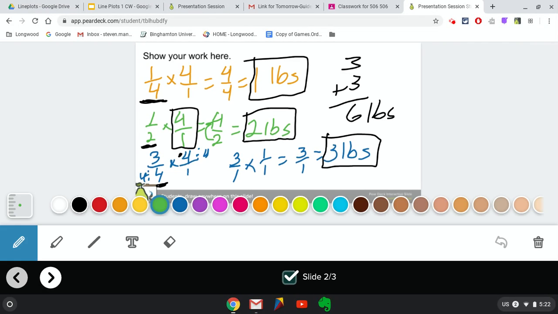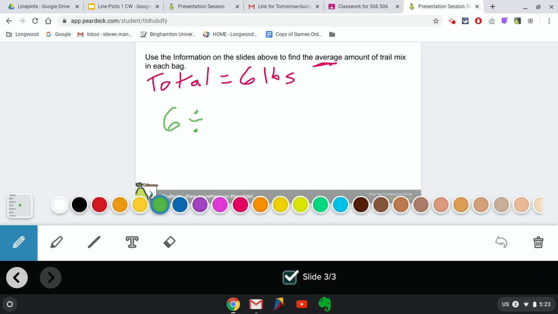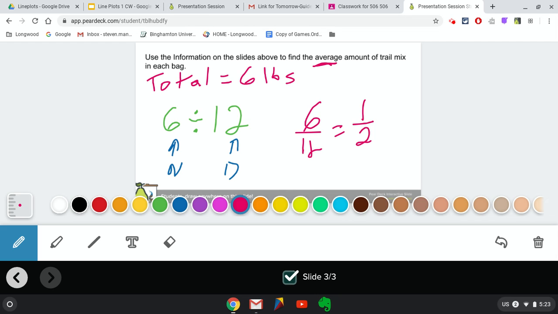That means I'm going to be taking my total weight, which was 6 pounds, and dividing it by 12. Now we just did this. We related fractions to division. So we have to remember, here is our numerator, here is our denominator. So when we convert this into a fraction, we get 6/12, and that can be simplified into 1/2. So the average amount of trail mix in each bag is 1/2.